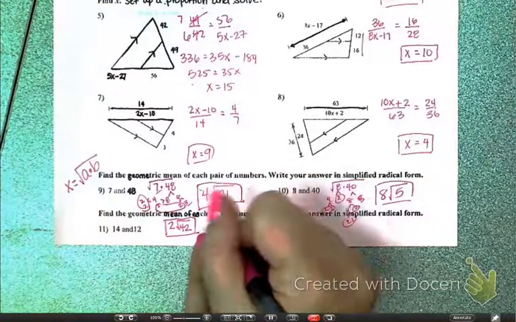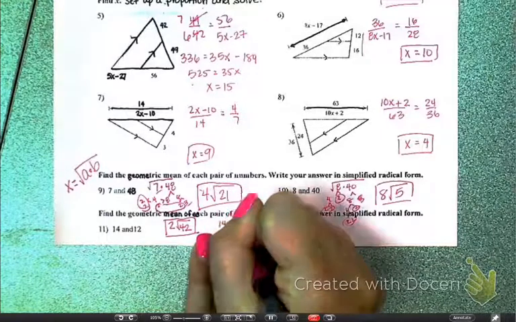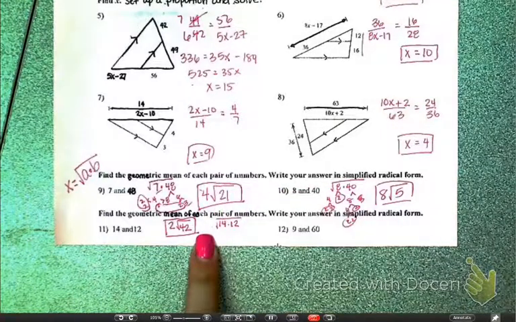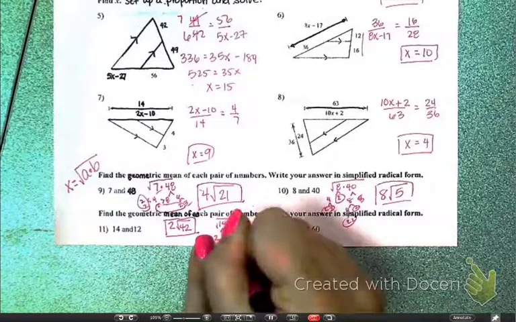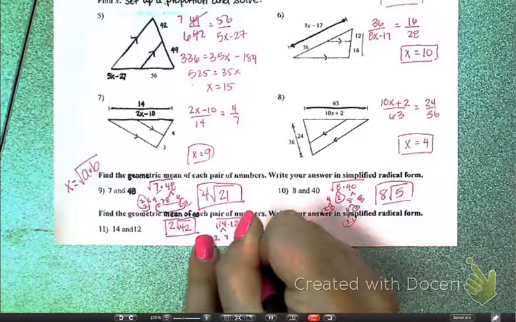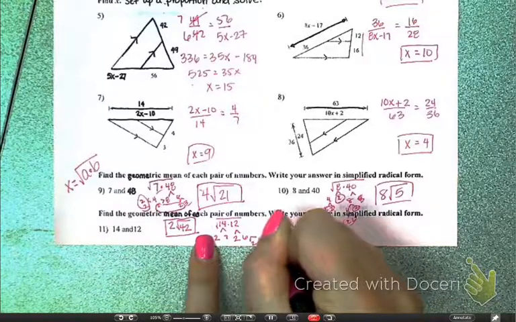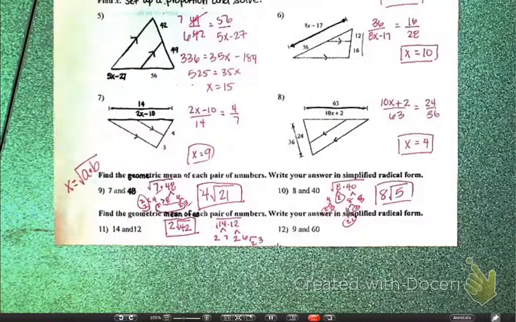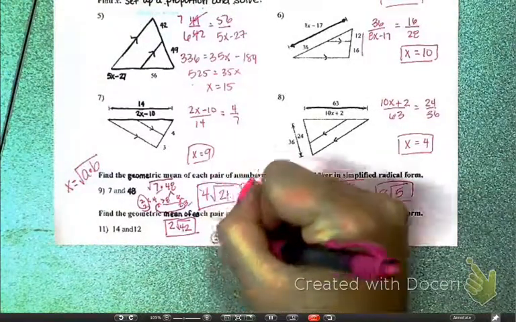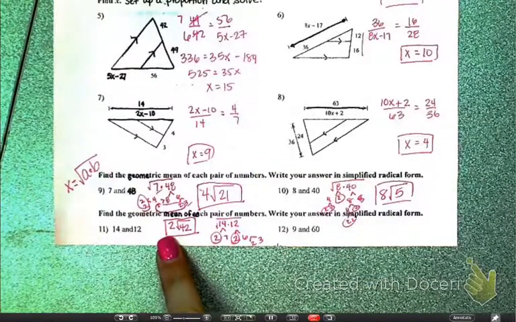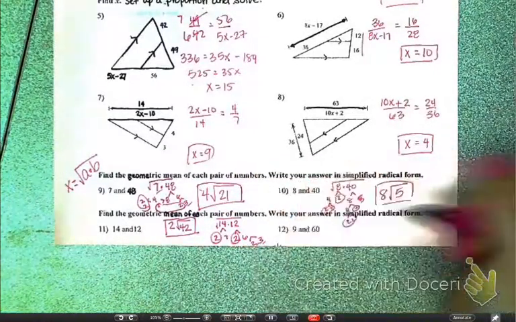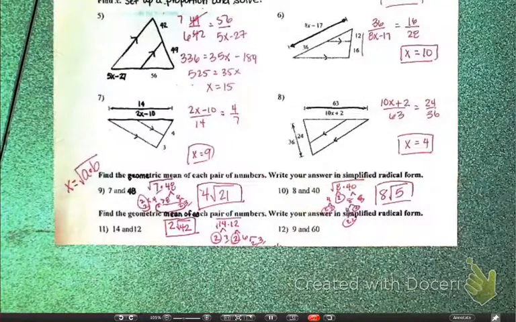Okay. So it's 14 times 12. 14 breaks down to 2 times 7. 12 is 2 times 6, and then 2 times 3. So I have a pair of 2's, which is what comes out, and then left over is 2 times 3, which is 6, times that 7, which is 42.